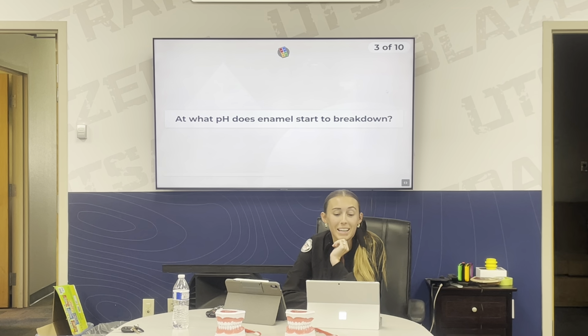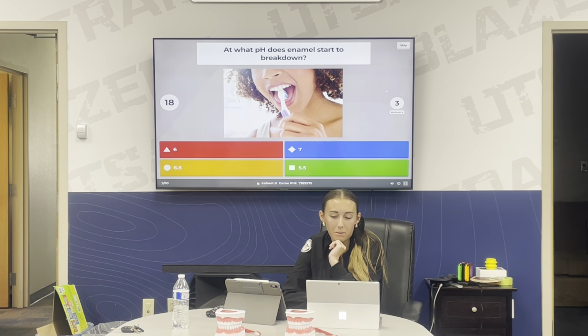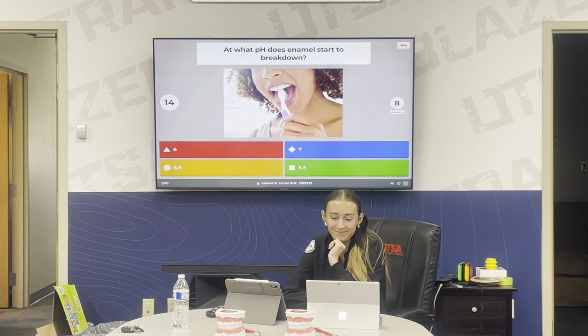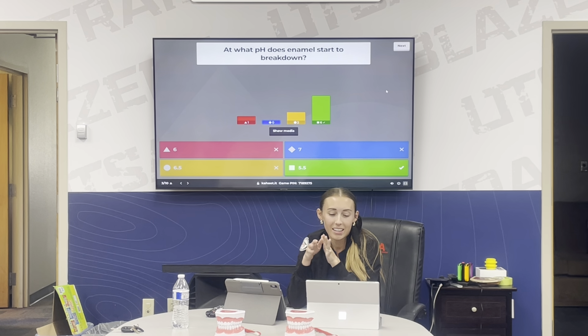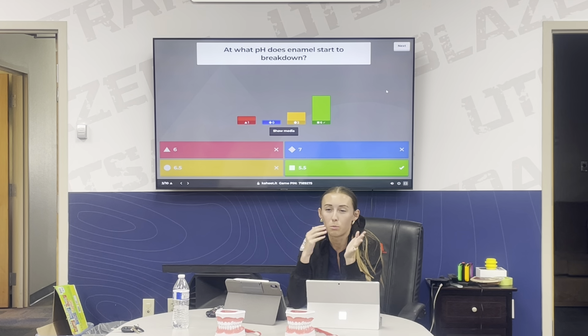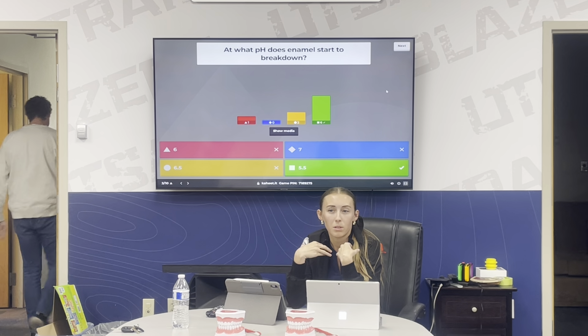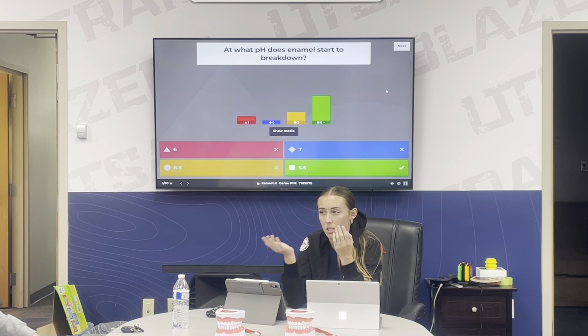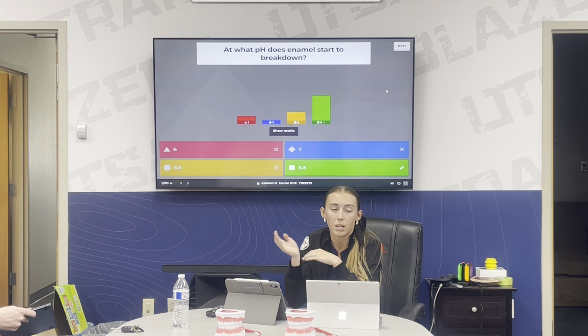At what pH does enamel start to break down? Nice, good job. So the normal pH of our mouth is between 6 and 7. That's where it rests. But enamel starts to break down at 5.5. And then the layers underneath enamel can start to break down even sooner, which is concerning because that's getting pretty close to the normal pH of our mouth.